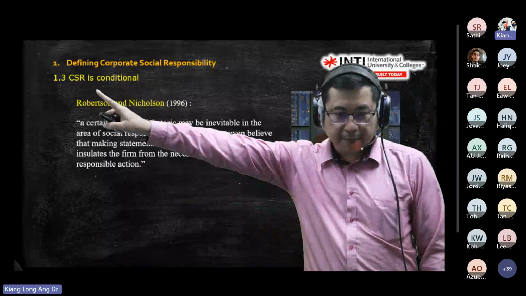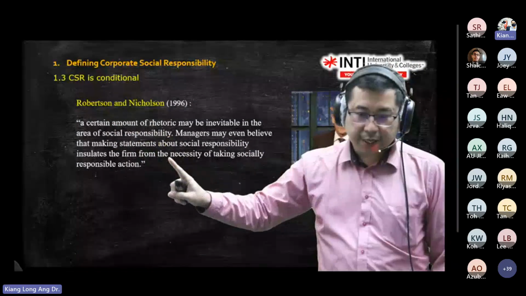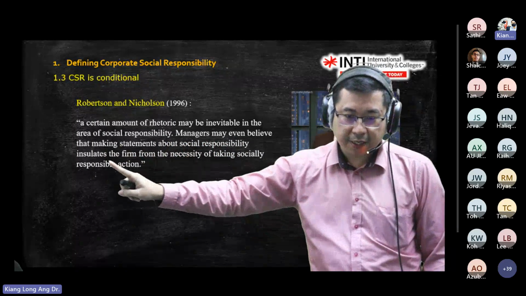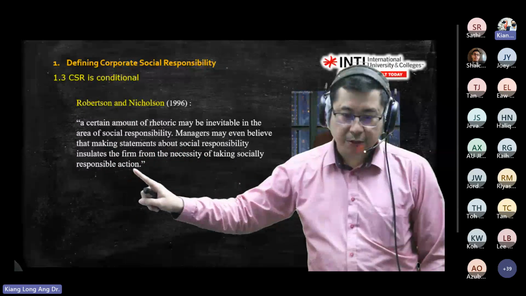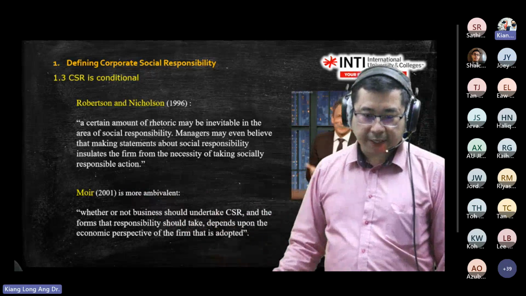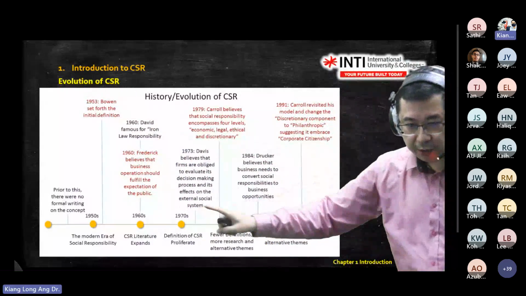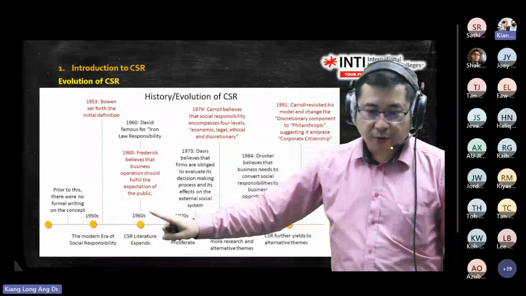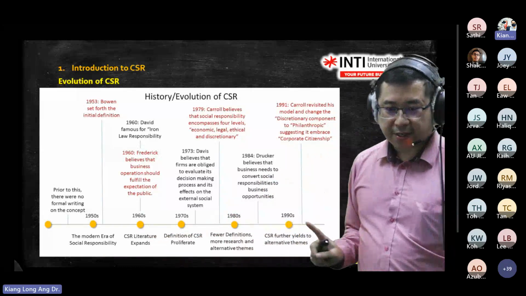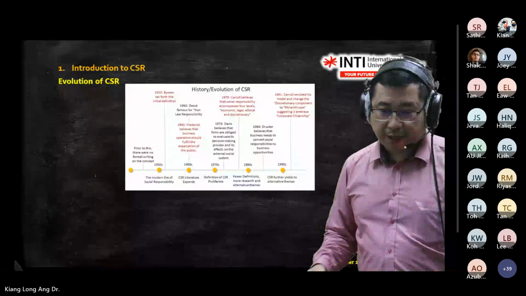This is another category. Some people say CSR is conditional. So Robinson and his partner. Robinson says managers may even believe that making statements about social responsibility insulates the firm from the necessity of taking socially responsible action. Okay. Moore says something. This one you read. And then the evolution of CSR, this one you also read from the slides. Each year has its own history. So this one I won't read from the slides. You just read this one during your reading hours. Okay.